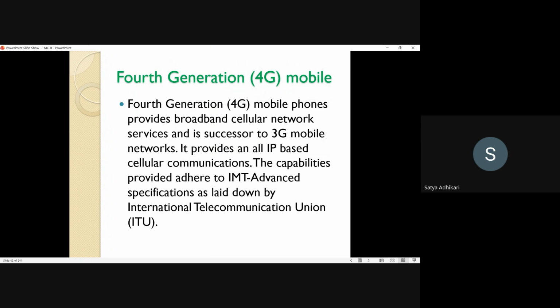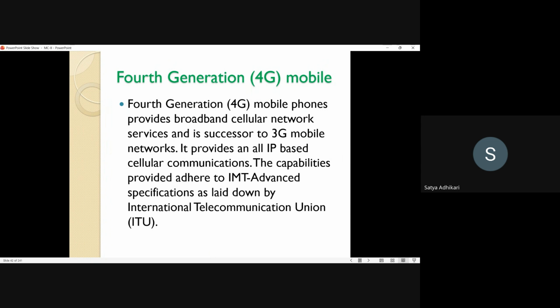After 3G, the fourth generation, 4G mobile phones. Nowadays also you can use 4G in some devices where 5G is not supported. So some mobile devices are using 4G network, and also some operators are providing 4G, so they are not providing 5G instead.